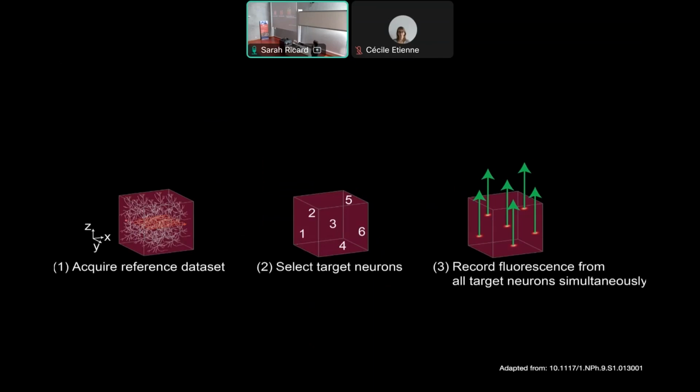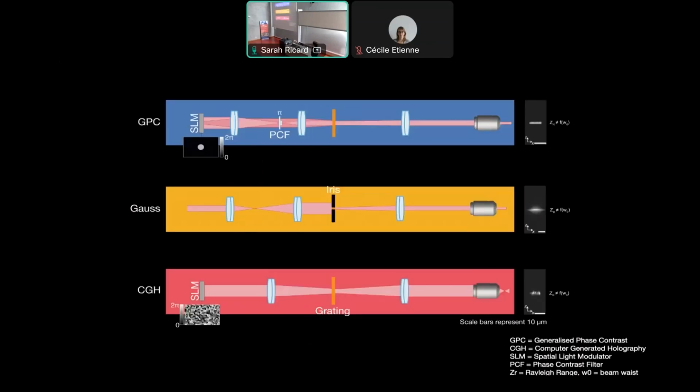So the general scheme of these techniques is that firstly, you acquire a reference data set. So you use a high resolution imaging technique, like two photon scanning microscopy, to acquire a reference data set. Then you select the neurons that you're interested in recording at any given time. And then you target light to them so that you record fluorescence selectively only from those neurons.